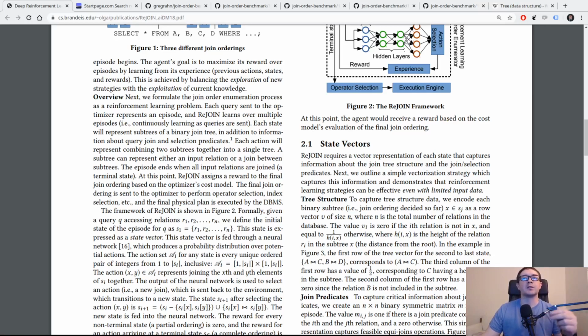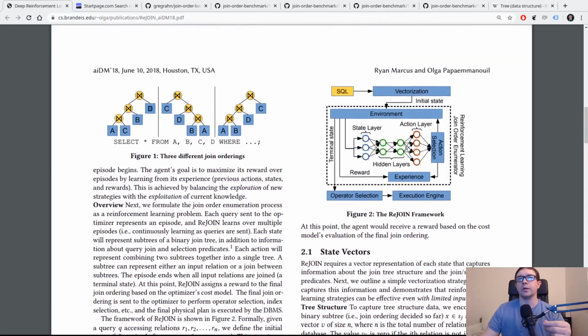Each state will represent subtrees of a binary join tree, in addition to information about query join and selection predicates. We'll get to that in a minute. Each action will represent combining 2 subtrees together into a single tree. A subtree can represent either an input relation or a join between subtrees. The episode ends when all input relations are joined, a terminal state. And they have a diagram for this momentarily. At this point, ReJOIN assigns a reward to the final join ordering based on the optimizer's cost model. The final join ordering is sent to the optimizer to perform operator selection, index selection, etc., and the final physical plan is executed by the management system. So this framework is shown in figure 2.